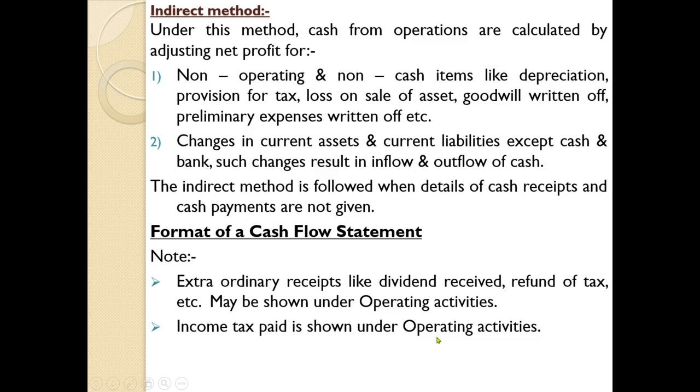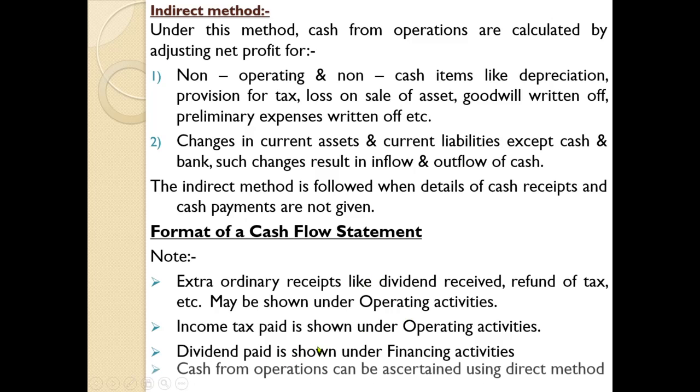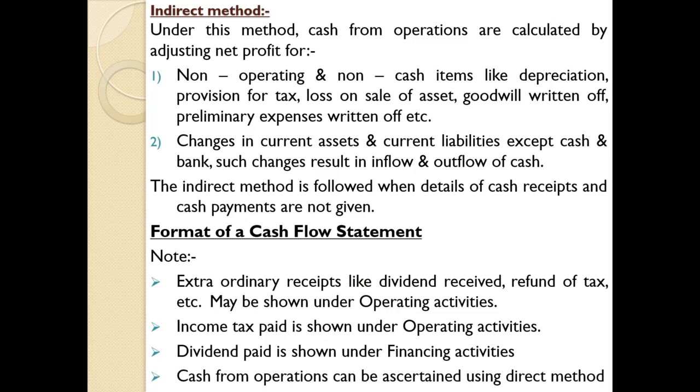Income tax paid is shown under operating activities. We all know that concept because it is an important item in the operating activity statement. Dividend paid is shown under financing activity. We mentioned that area. Here, dividend received is shown in the operating activity. Here, dividend paid. So see the difference. Cash from operations can be ascertained using the direct method. There are two methods, the direct method and indirect method, and we have discussed briefly regarding cash flow from the direct method. So let us try out an example.